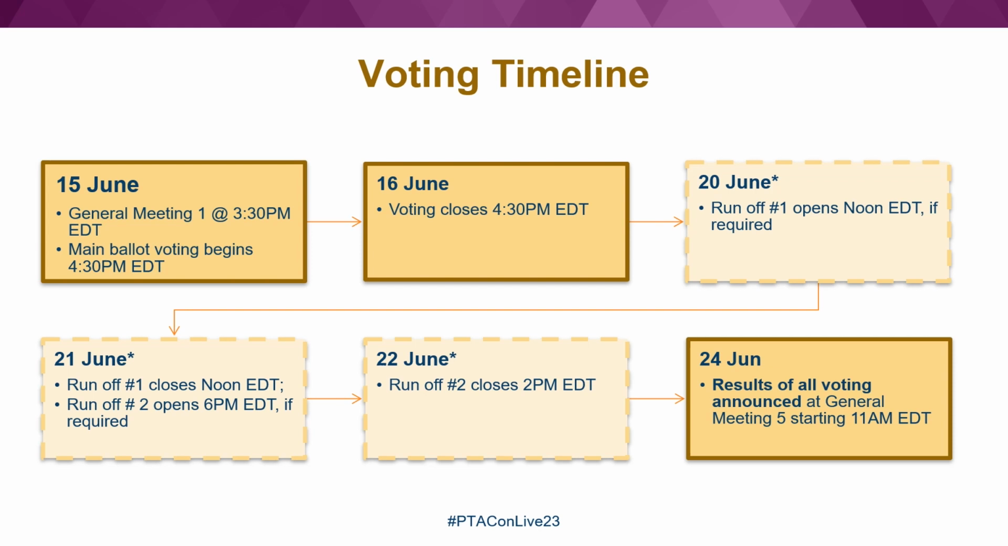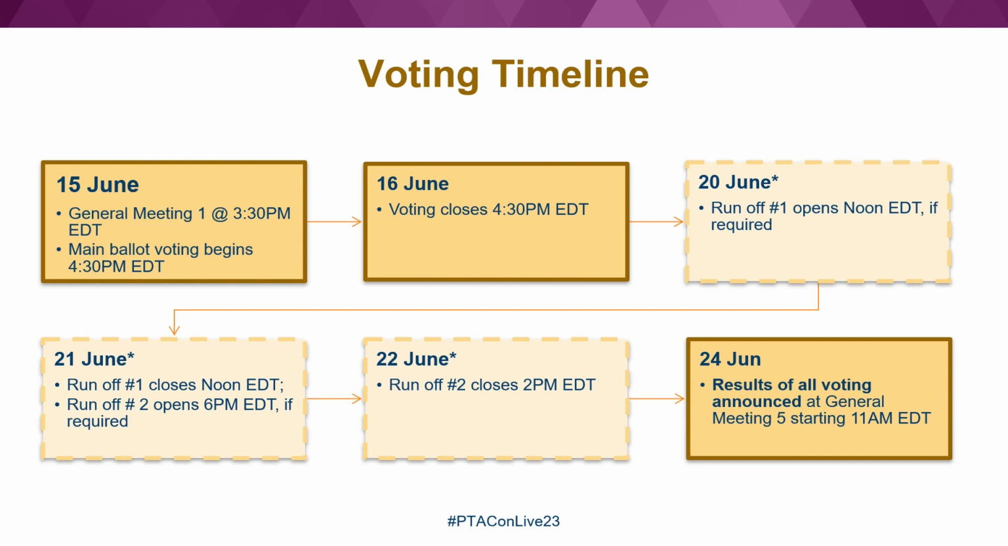No voting will occur over the Father's Day weekend or on Juneteenth, so if a runoff is required to complete an election, the first runoff will begin at noon Eastern on Tuesday, June 20th, with polls open for 24 hours. No candidates are dropped during this first runoff per Robert's Rules and National PTA election policy.